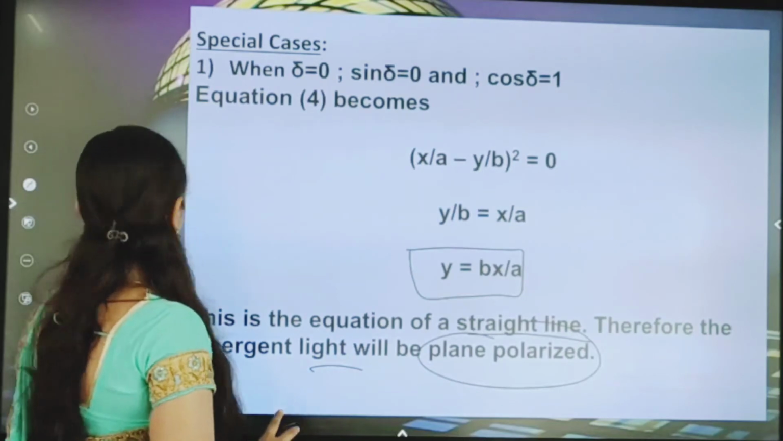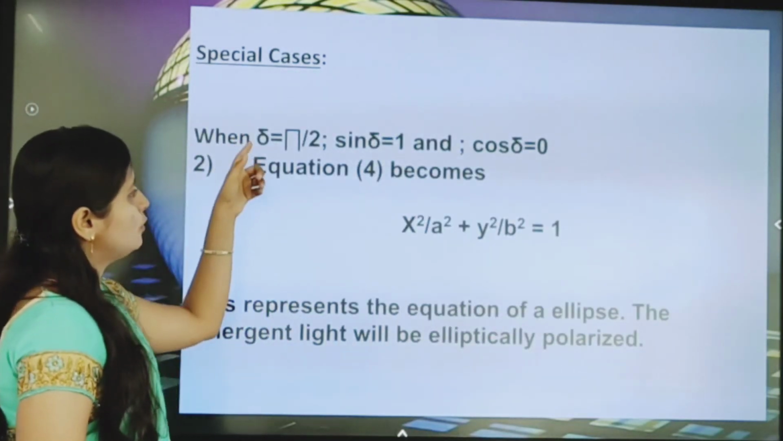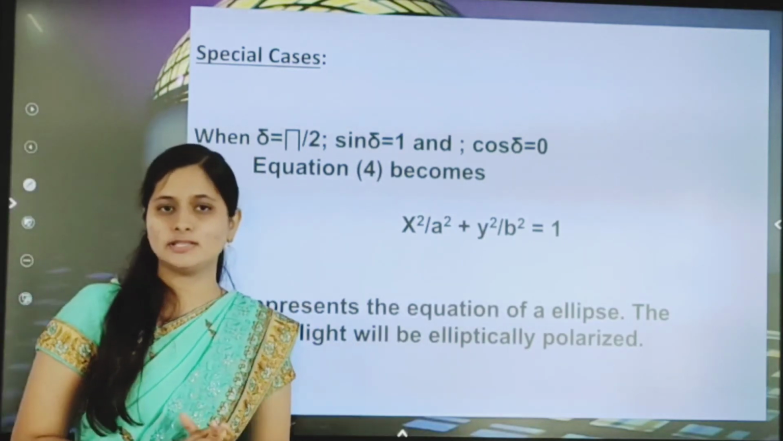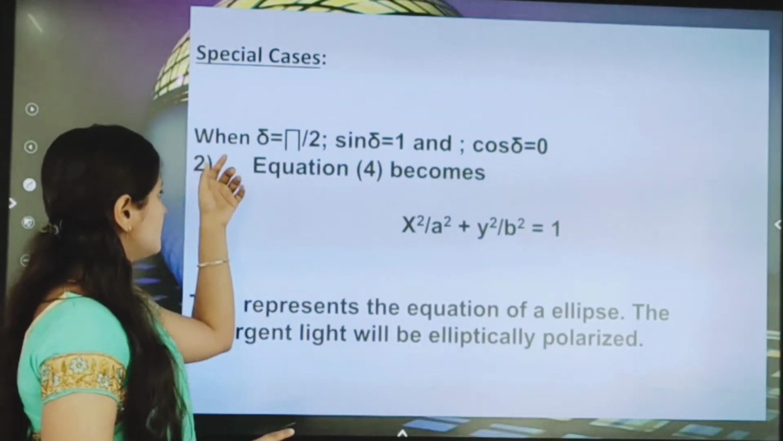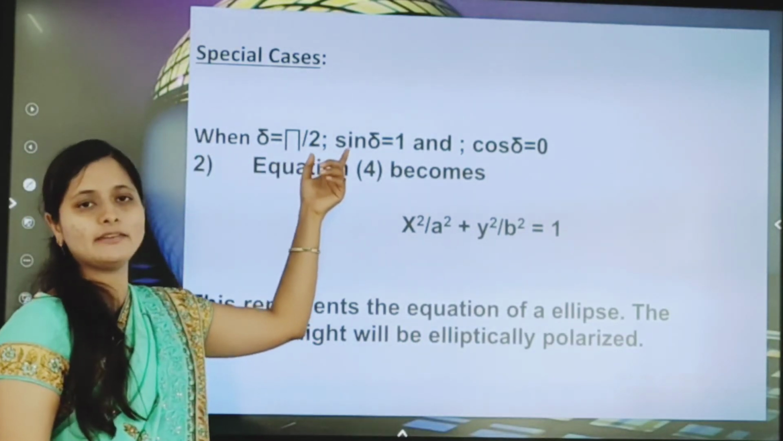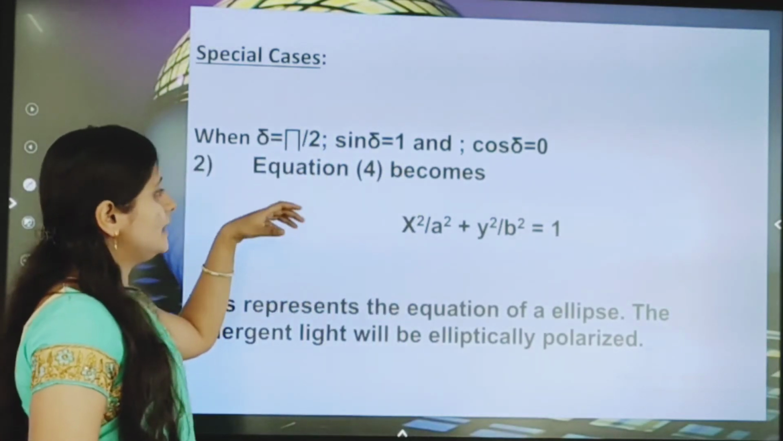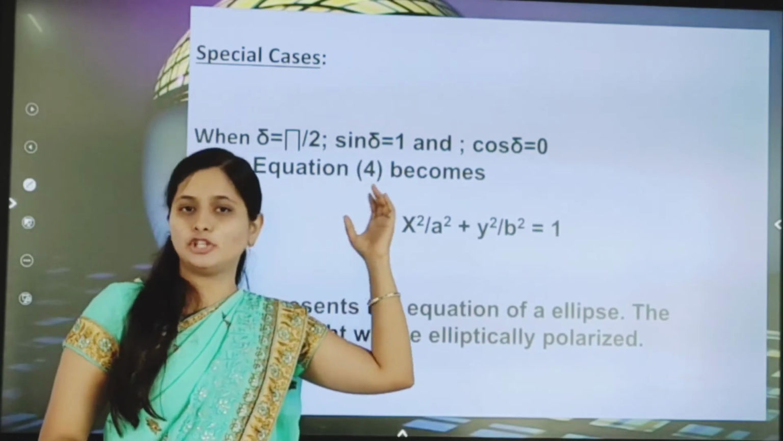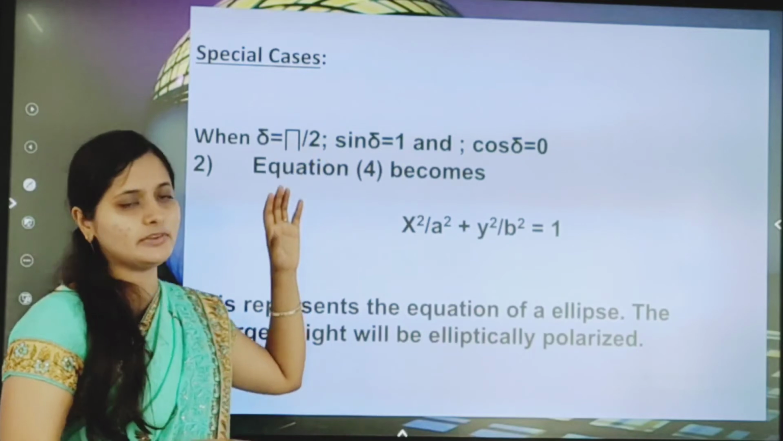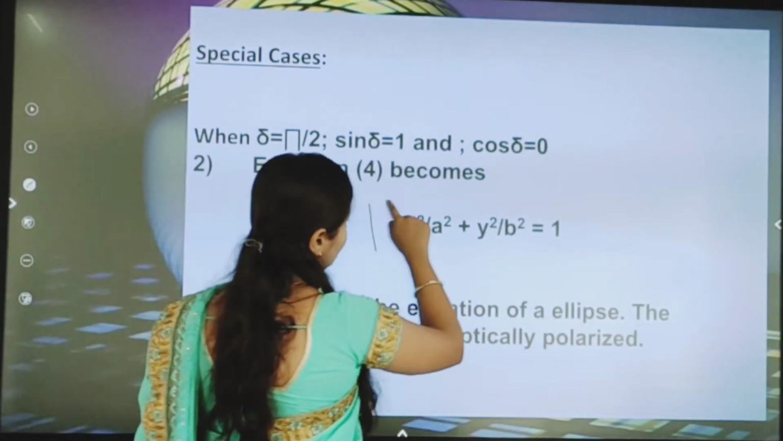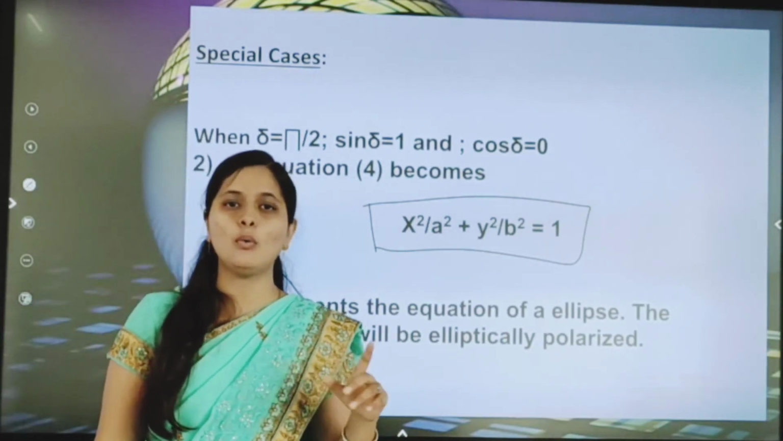Okay, we'll move to the second special case, when delta equal to pi by 2. Pi by 2 is nothing but 90. Sin 90 is 1, cos 90 is 0. So when substituting the delta value, we are getting the sin value as 1 and cos value as 0. Again we have to substitute these values in equation number 4. By substituting in equation number 4, we will get the equation x square by a square plus y square by b square equal to 1.